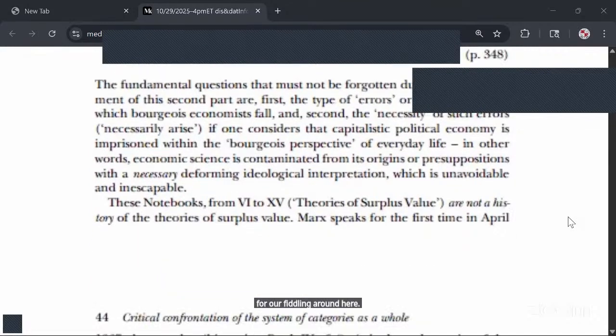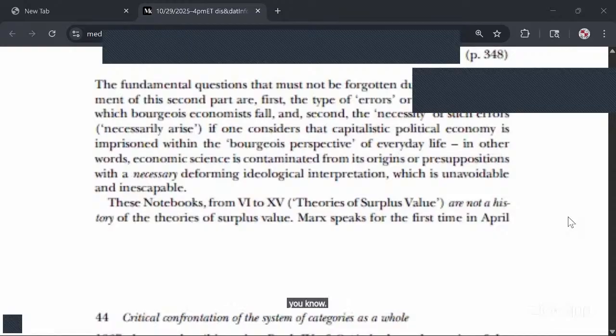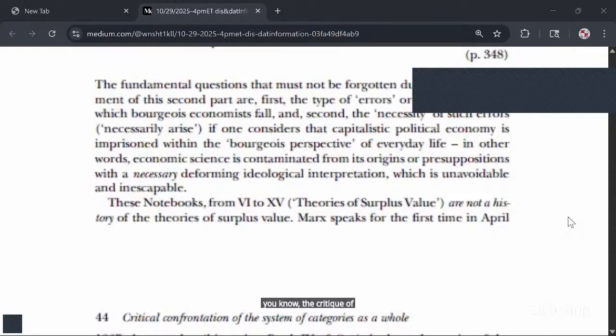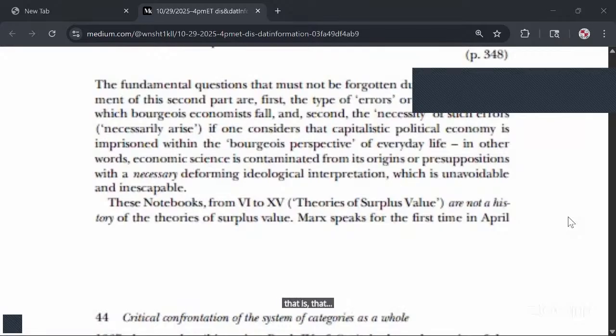And it is this relation that is problematically read. I mean, obviously, it is a critique of political economy that Marx is writing.